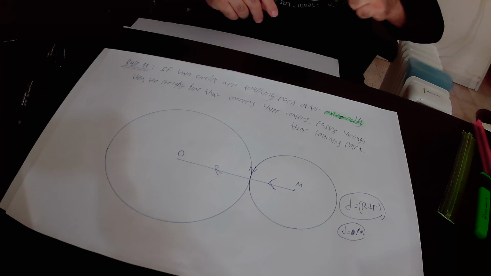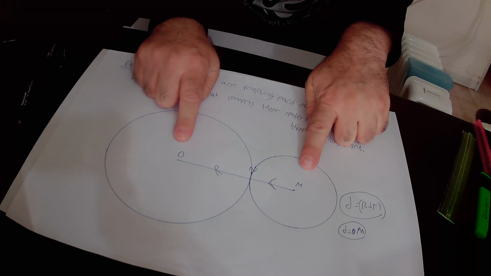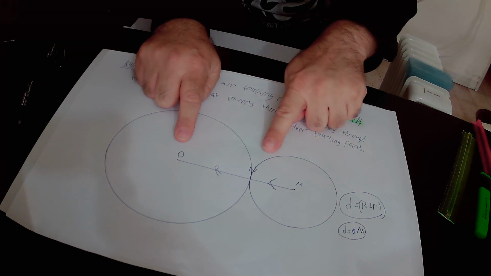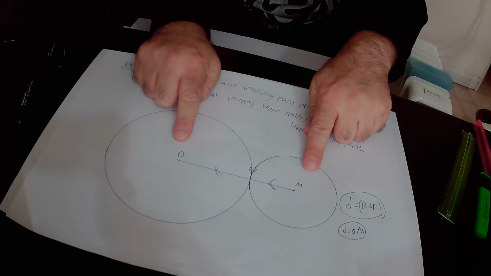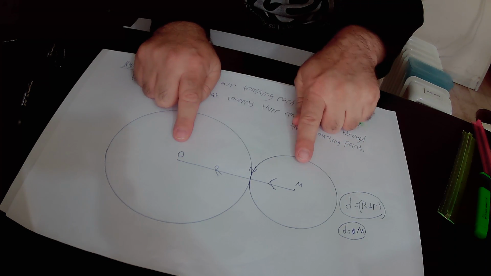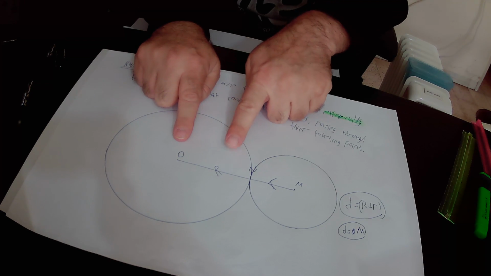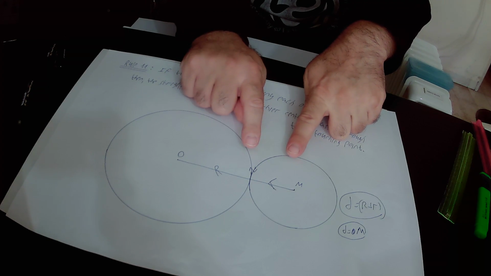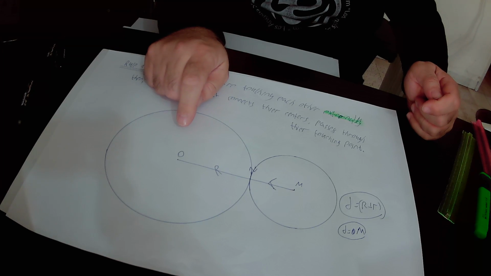And what is the distance between their centers? The distance between their centers is OM. From the drawing it is very easy to see that the length of OM is ON plus NM. But because ONM is one straight line, OM equals ON, that is capital R, plus NM, that is small r. So capital R plus small r is the distance between their centers.